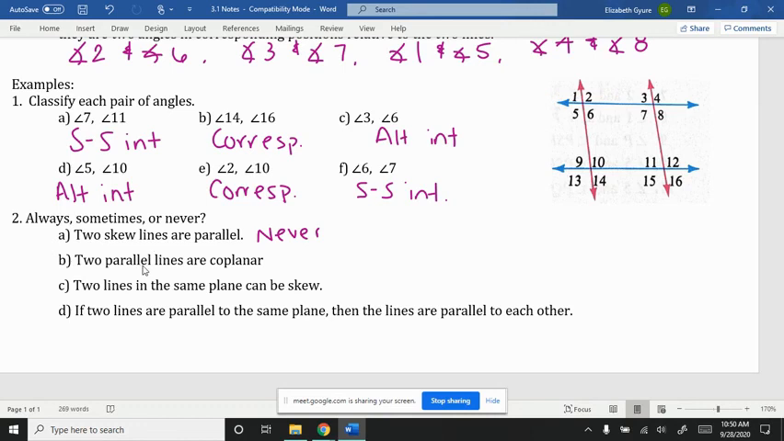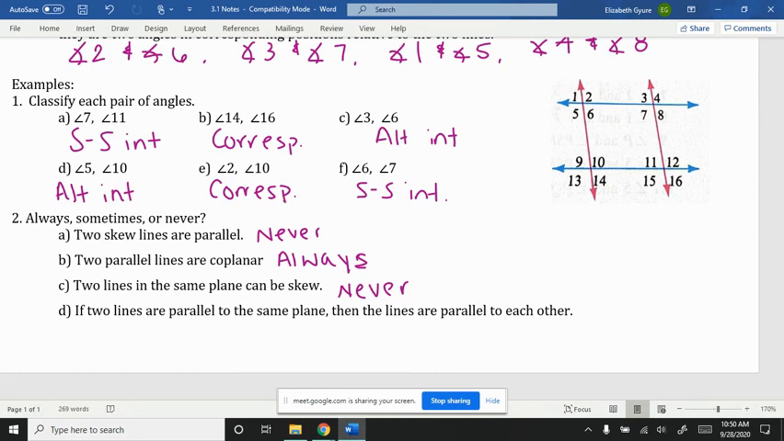2 parallel lines are coplanar. Always, sometimes, or never, Maya? Always. Parallel lines are always coplanar. Good. 2 lines in the same plane can be skew. Always, sometimes, or never. Never. Why never? Very good. Yes, in the definition of skew, it specifically says skew lines are not coplanar.